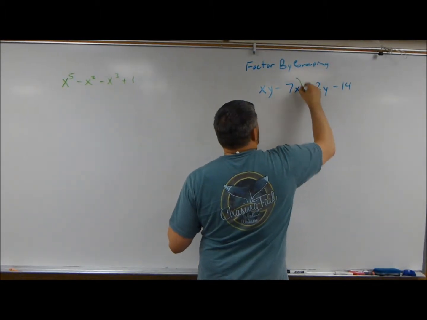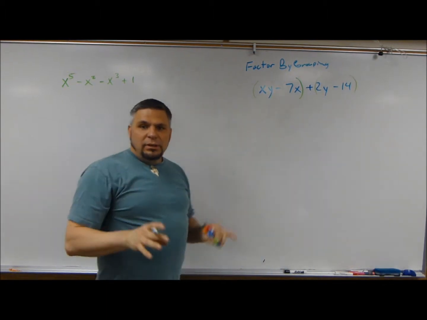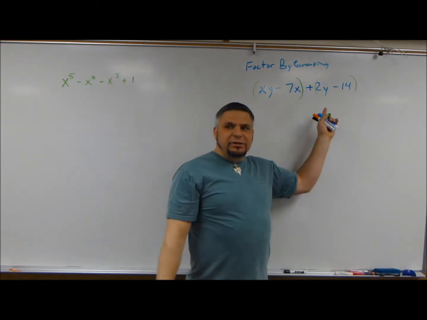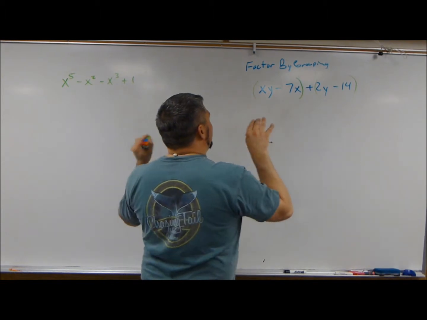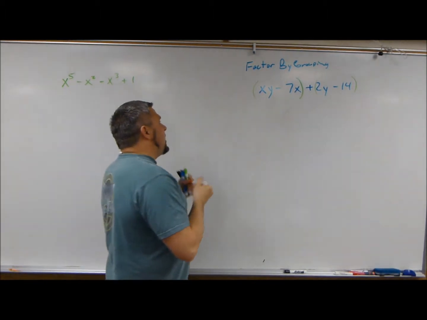So I just group around the plus sign. I keep everything. That does not change this 2, right? This 2 is still plus, right? So I have these things, and now I'm going to use different colors to use my GCF.